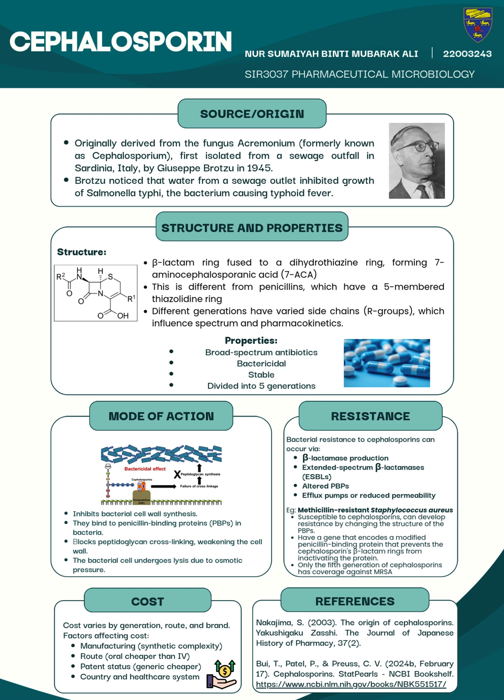For example, methicillin-resistant Staphylococcus aureus is resistant to cephalosporins, as it develops resistance by changing the structure of the penicillin-binding proteins. S. aureus does this by having a gene that encodes a modified penicillin-binding protein. This prevents the cephalosporins' beta-lactam rings from inactivating the protein. Only the 5th generation of cephalosporins, such as ceftaroline and ceftobiprole, has coverage against MRSA.